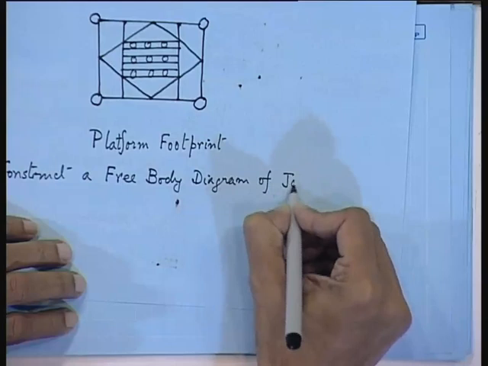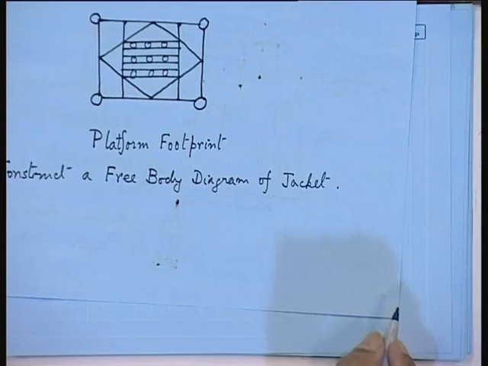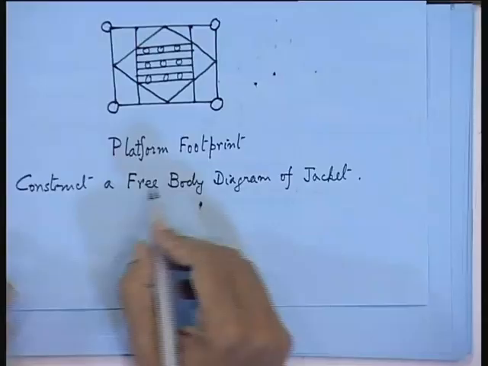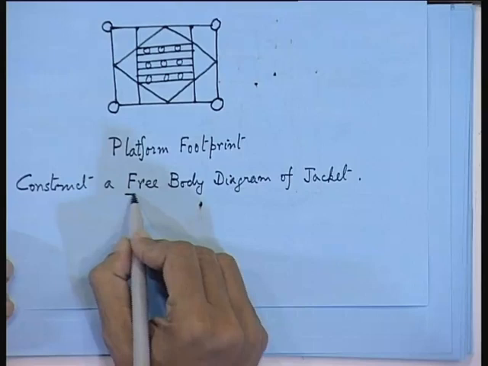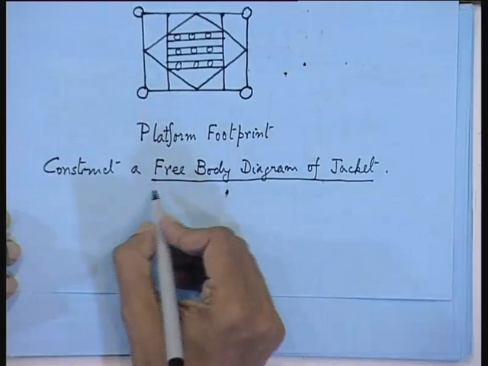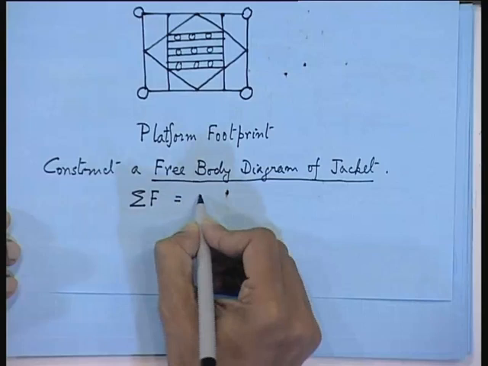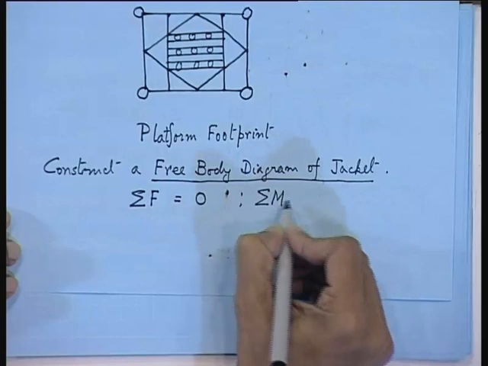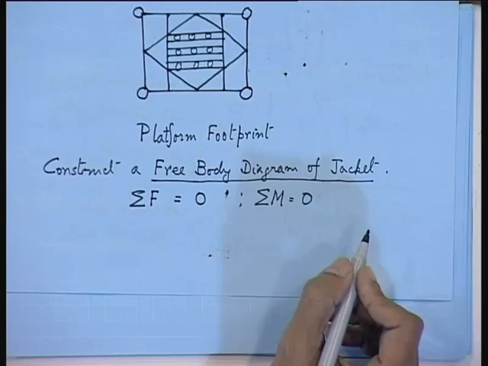Now after this, what do you do? Suppose you are doing static analysis, any structural engineering problem. A basic structural engineering problem is going to start with the formulation of a free body diagram, where you have to find out the forces, where the forces and the moments and lever arms will be. Next, you find out sigma F, which should be equal to 0 in all the directions, and sigma M should be taken care of. So a basic free body diagram has to be constructed.